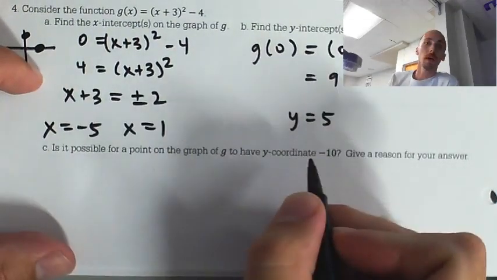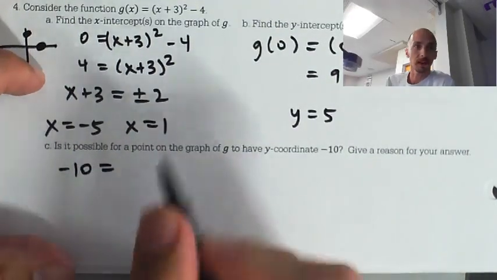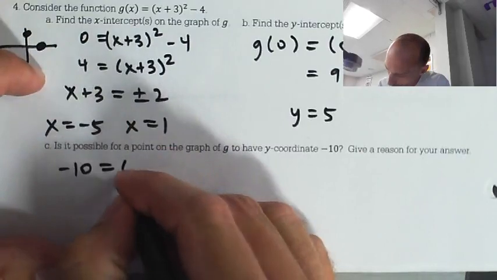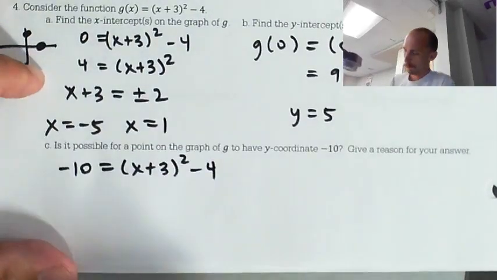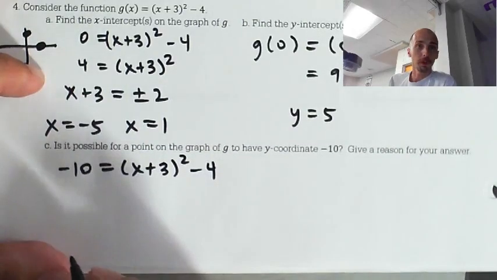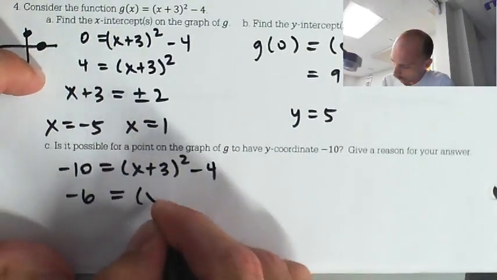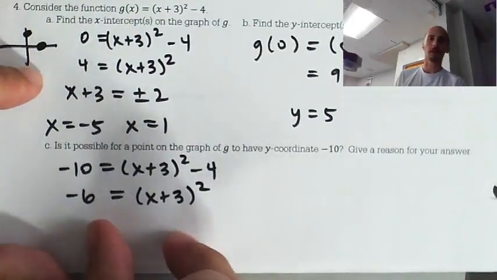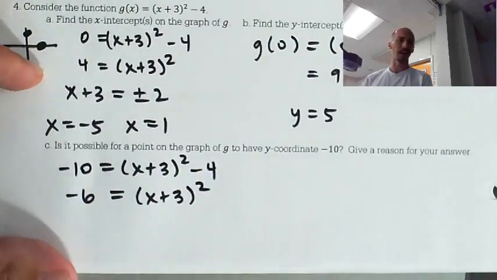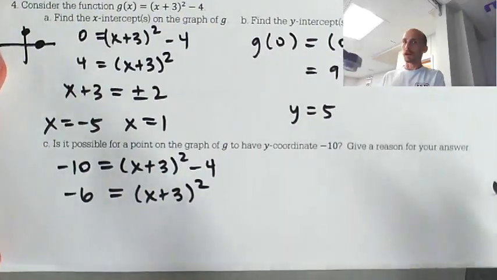Okay, so if we have y coordinate negative 10, let's think about that. So negative 10 would equal g of x. So it would be x plus 3 squared minus 4. Okay. Then if I added 4 to both sides to try to isolate the square, I'd have negative 6 equals x plus 3 squared. And that's not going to return me a real answer. Maybe you remember from Algebra 2 that there are complex solutions to this equation. And we will talk about that even in this unit, but not today.